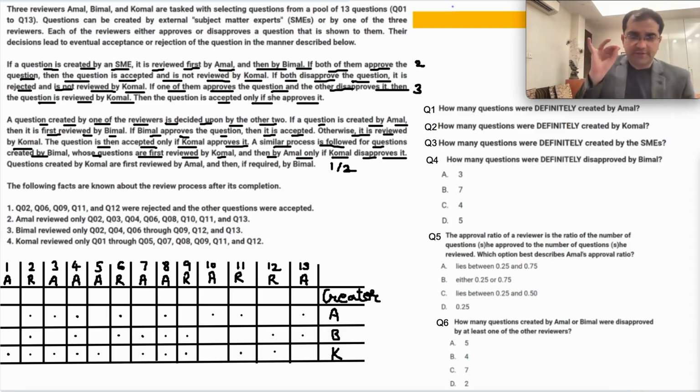The dot means the person has reviewed it, but I don't know whether they approved or disapproved. So for approve, I will put a tick mark. For disapprove, I will put a cross wherever I am sure, wherever I know it. Okay?